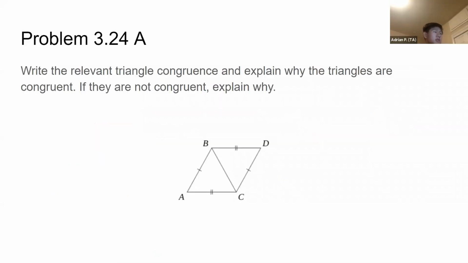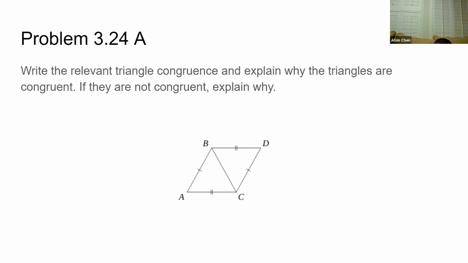So this is just like a basic check: can you remember your congruency theorems? It should take just an instant read. So just someone go, why are they congruent? Or are they not? They are congruent. By which theorem? Name the relevant triangle congruence and explain why the triangles are congruent. Or they are not congruent. Explain why.